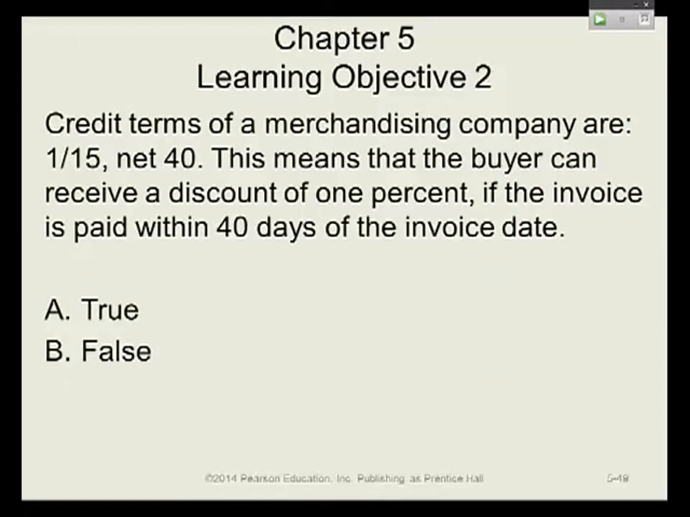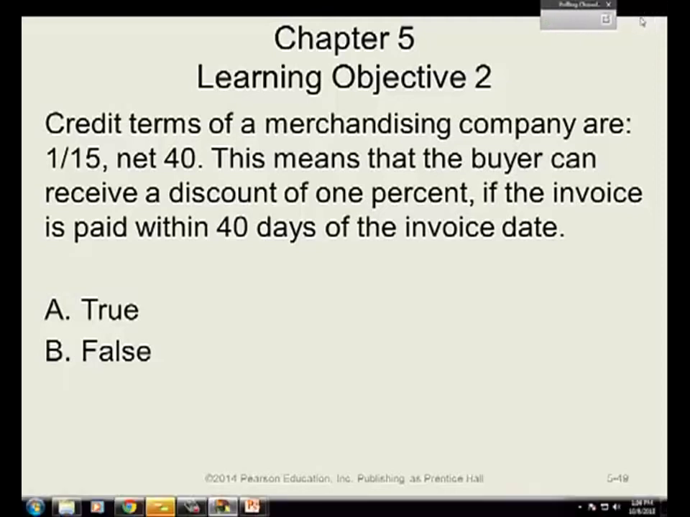So the first one, again, this should be, got the channel up there this time. I think we got it straight. So, all right, what I want to know is credit terms of a merchandising company are 1/15 net 30. This means that a buyer can receive a discount, 1%, if the invoice is paid within 40 days of the invoice. So again, this should be pretty simple, but just want to be sure.